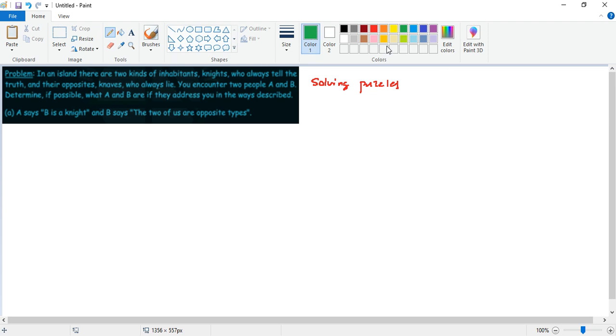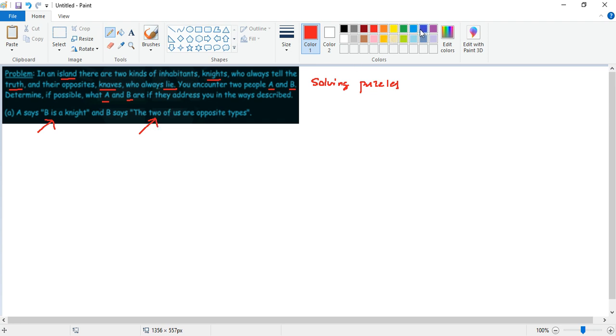So this question says there is an island where there are two kinds of inhabitants: knights who always tell the truth, and knaves who always lie. Now you encounter two people A and B, right? So we don't know what kind of people A and B are. The question is to determine, if possible, what kind of people A and B are with the help of what A and B say, right?